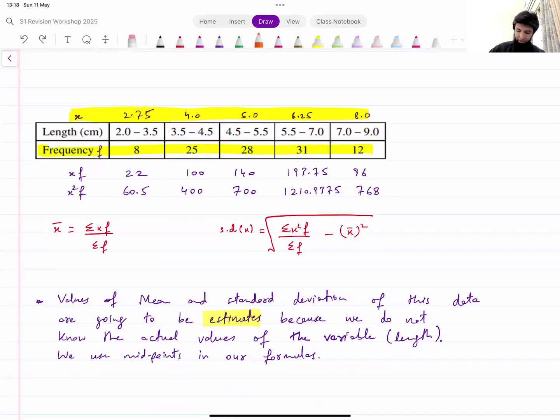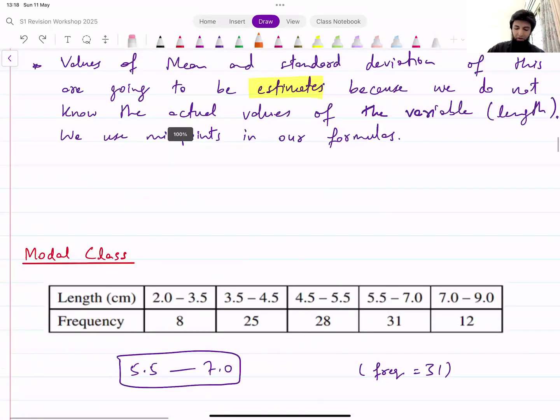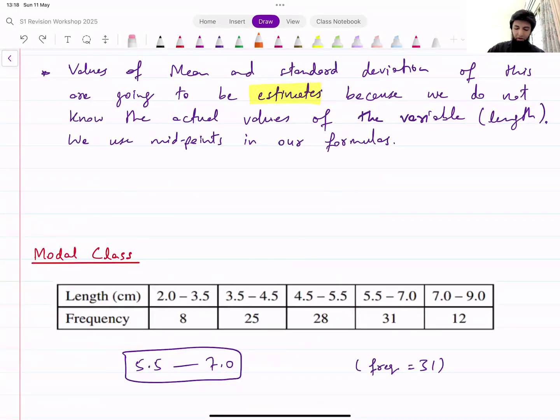Now, in case of intervals as well, they can ask you to find the modal class. How do you do that? Just the class or interval that has the highest frequency. In this case, that's 5.5 to 7. That's your mode.